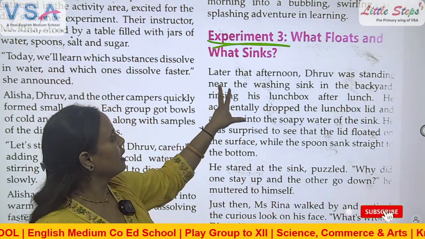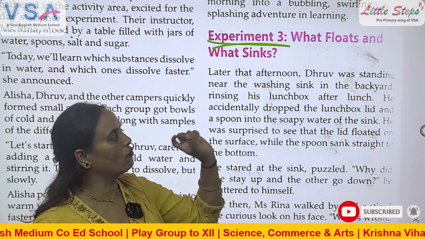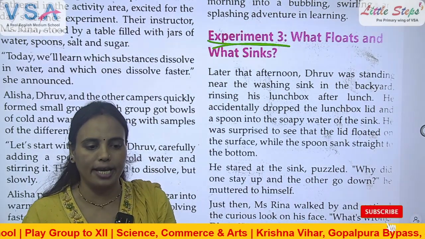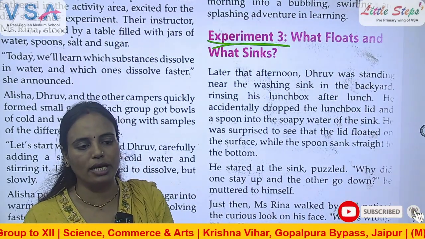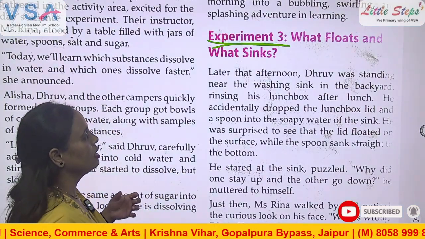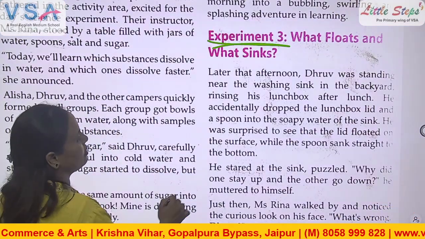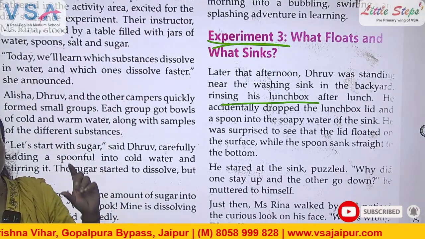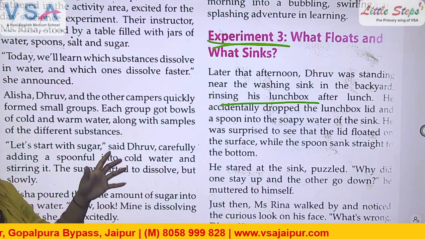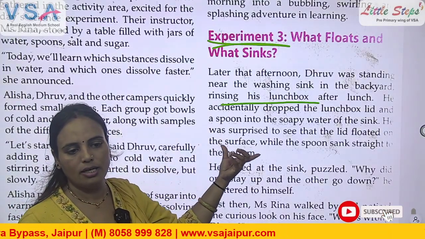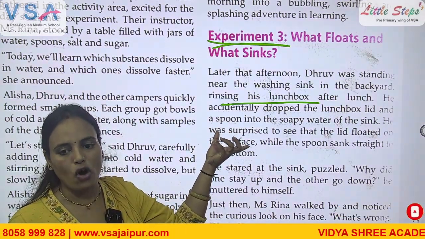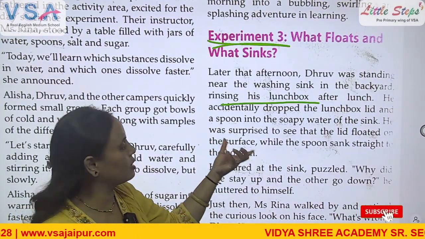Okay, later that afternoon, Dhruv was standing near the washing sink. He's washing his utensils there, right? He is rinsing his lunch box after lunch. What is Dhruv doing here? He is washing his lunch box after the lunch.